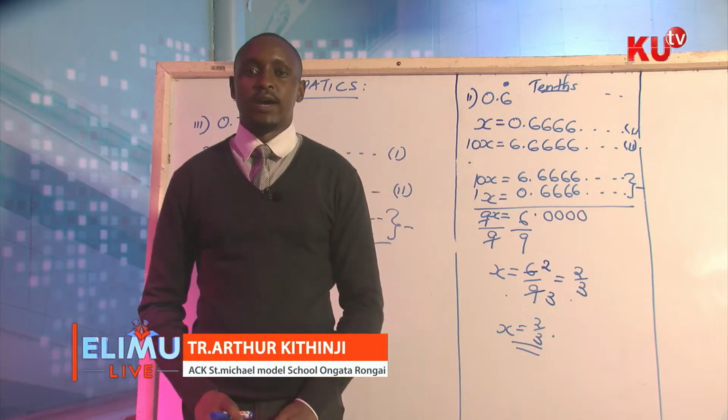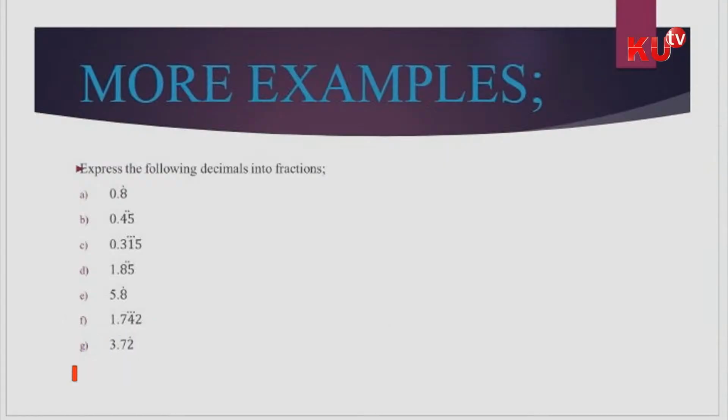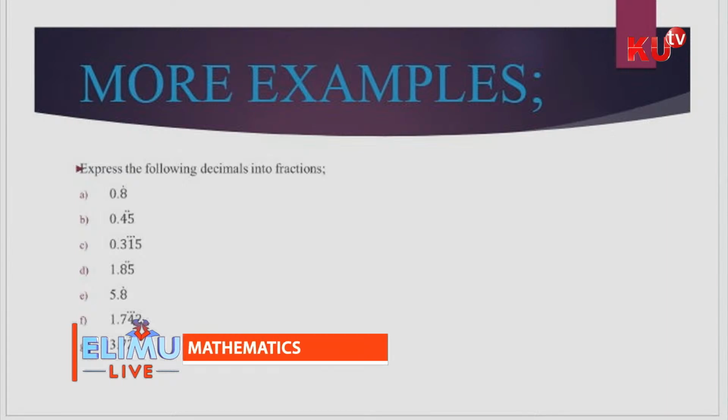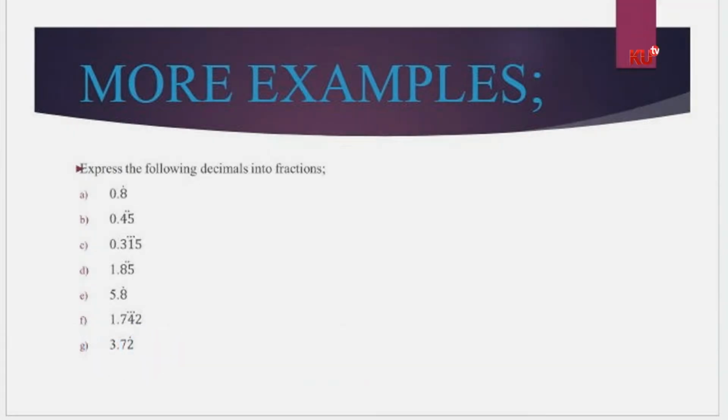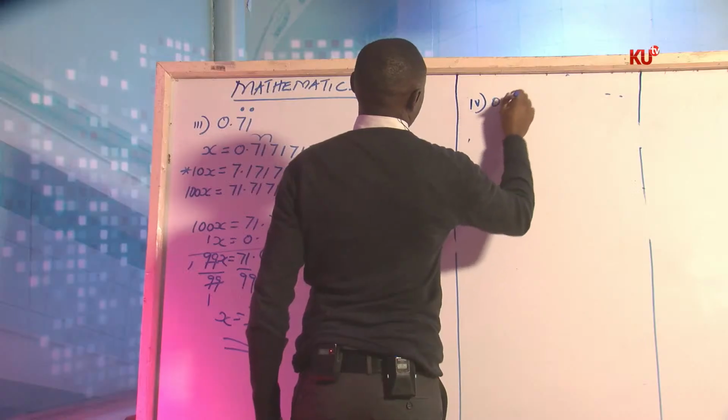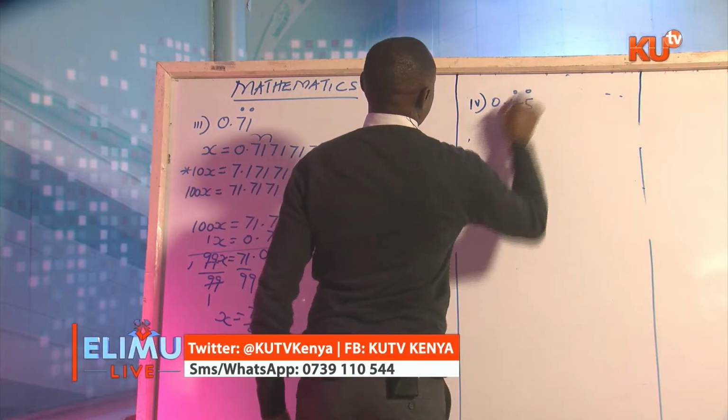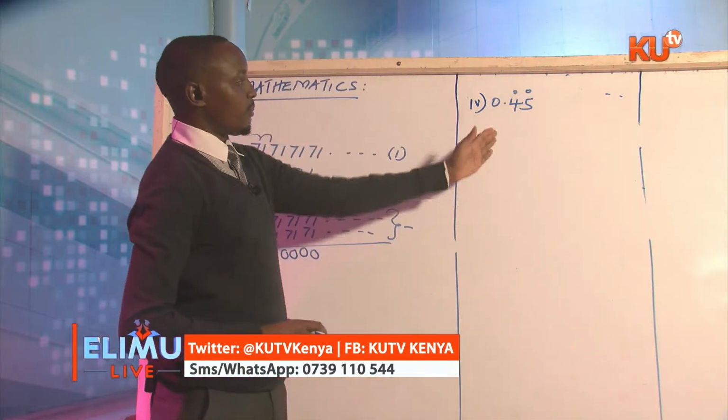On our screen, we have some other examples. We have 0.8, and we have 0.45, where 4 and 5 are recurring. So if we have 0.45, where 4 and 5 are recurring, let's look at that. How do we go about this?